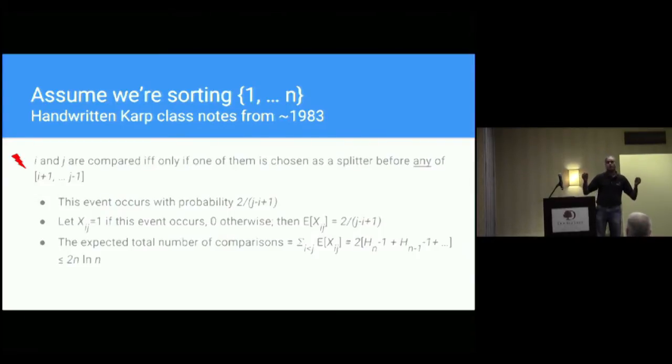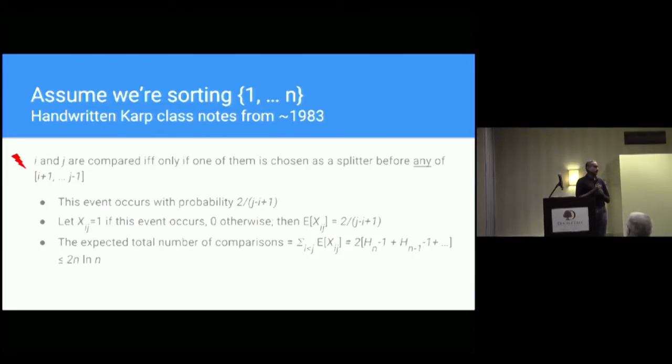So the only way i is compared to j is if one of i and j is selected as a splitter before anything in between. And of the j minus i plus 1 things in contention, there are only 2 choices that cause i and j to be compared. So the event X_ij, which is that i and j are compared, is true if and only if 2 of these j minus i plus 1 things happen. So that has probability 2 over j minus i plus 1. So the expectation of the indicator variable X_ij is 2 over j minus i plus 1.